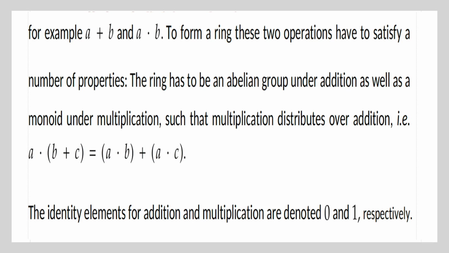The ring has to be an abelian group under addition as well as a monoid under multiplication, such that multiplication distributes over addition. That is, a · (b + c) = a · b + a · c. The identity elements for addition and multiplication are denoted 0 and 1 respectively.